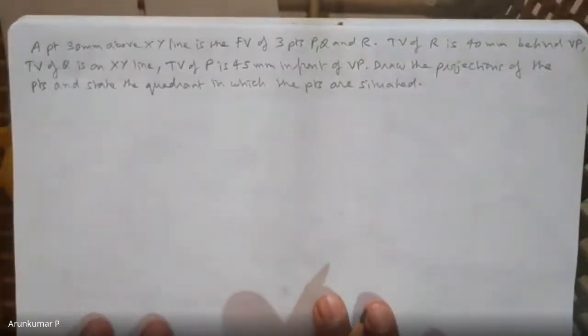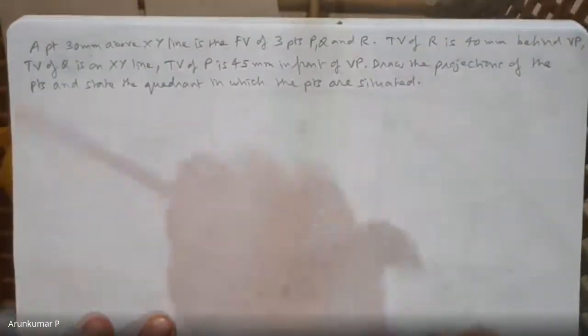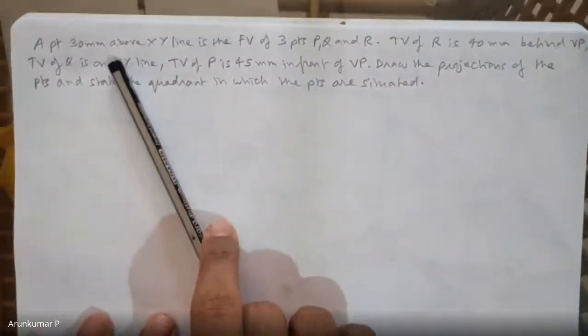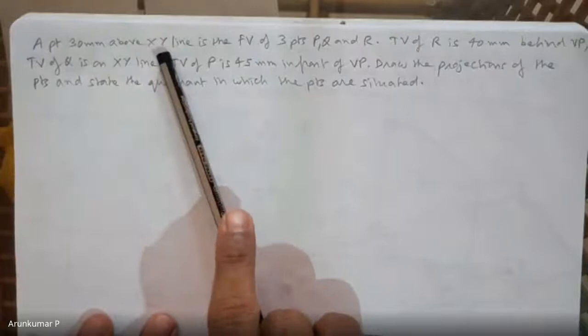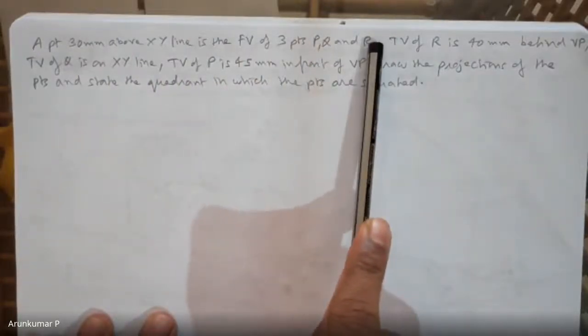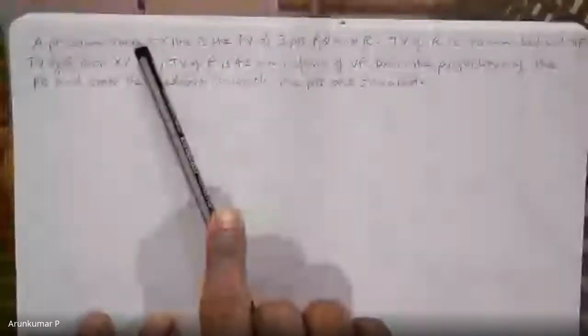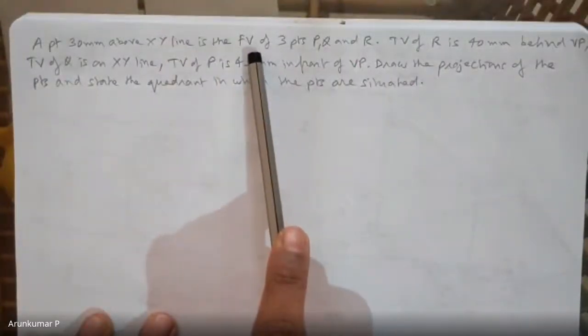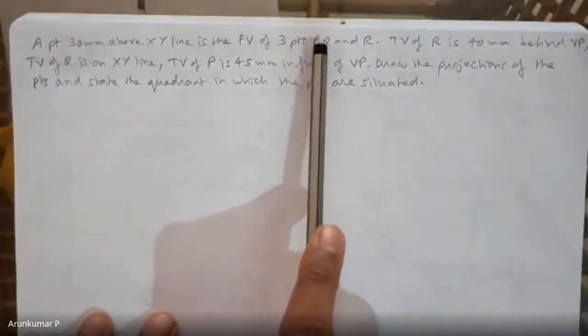So this is the statement. A point 30 mm above XY line is the front view of 3 points. So you are given a location 30 mm above XY line. You are told that this location is the front view of 3 points P, Q, and R.